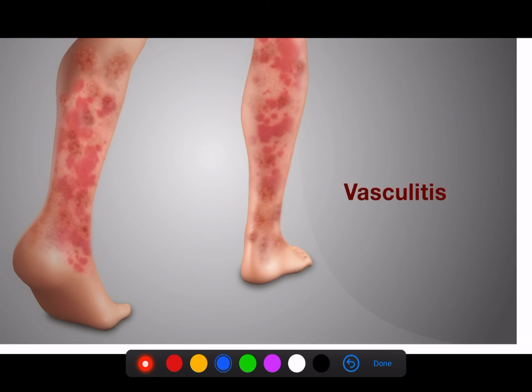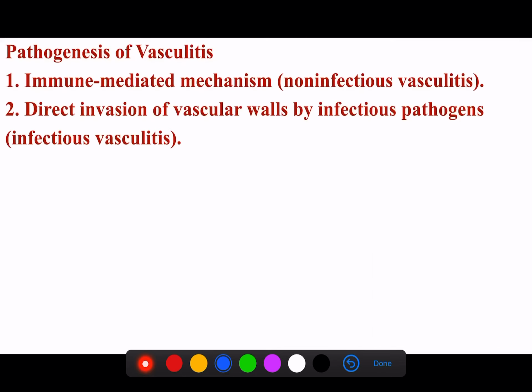Inflammation of a blood vessel. Vessel inflammation is called vasculitis. Pay attention. Vessel inflammation is called vasculitis. Artery inflammation is called arteritis. Vein inflammation is called phlebitis. Lymphatic vessel inflammation is called lymphangitis. Vasculitis mostly refers to arteritis.